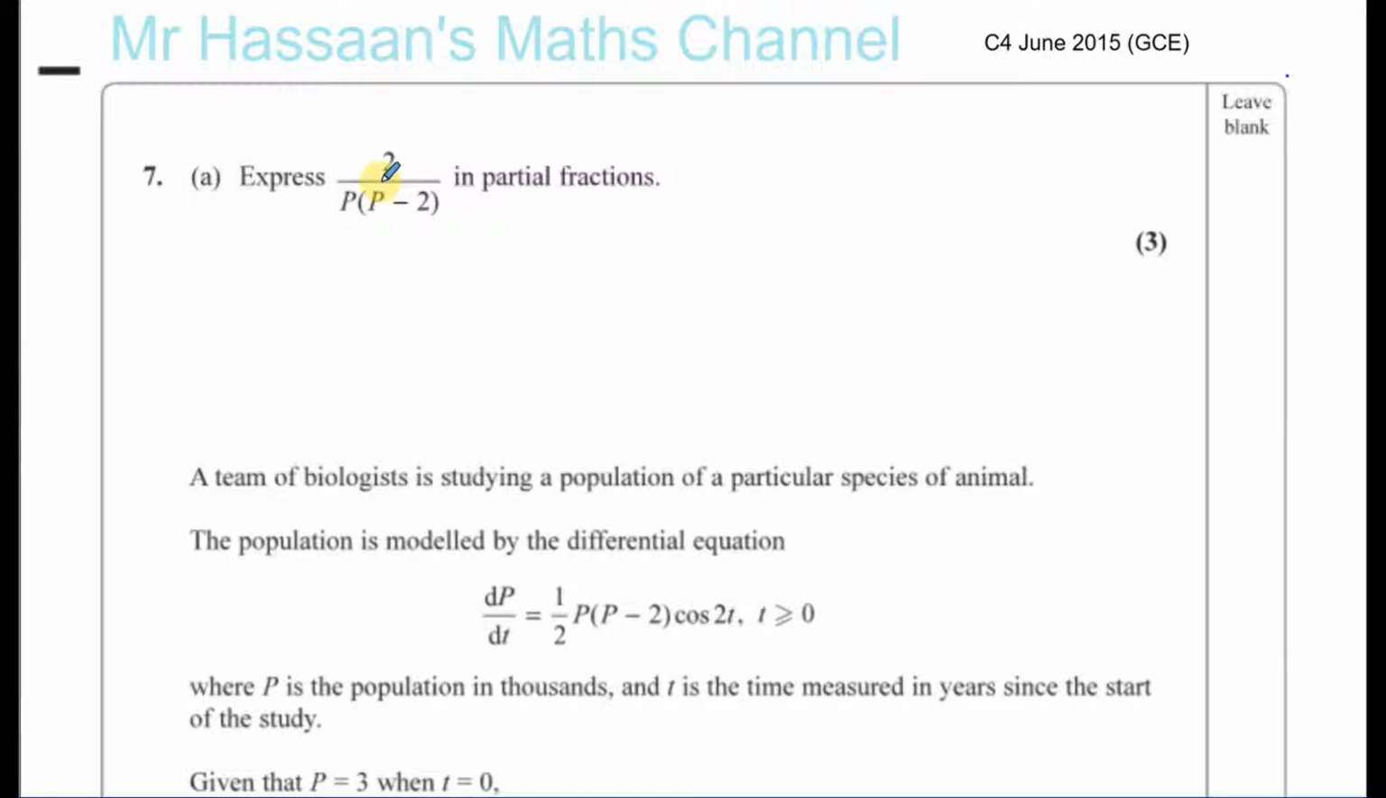So here we have a fraction made up of a product of linear factors in the denominator. So you can split it up into 2 parts because there's 2 factors. So you have 2 over P times P minus 2. You can split it up into A over P plus B over P minus 2.